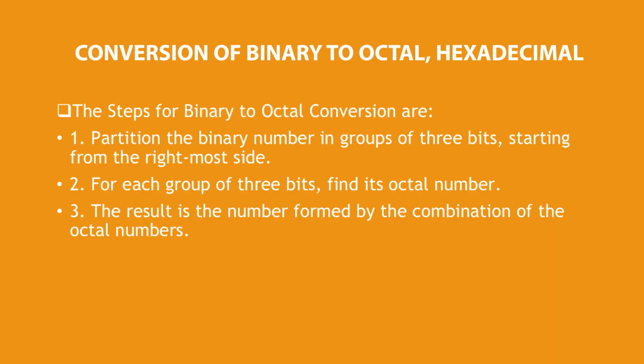Let's try to convert binary to octal or hexadecimal numbers. So we are doing the reverse here. The steps are as follows. The first step, partition the binary number into groups of 3 bits. We have talked about bits already, which are 0 and 1. So partition the number into groups of 3 bits, and mostly start from the rightmost side. Step 2, for each group of 3 bits, find its octal number. Step 3, the result is the number formed by the combination of the octal numbers.